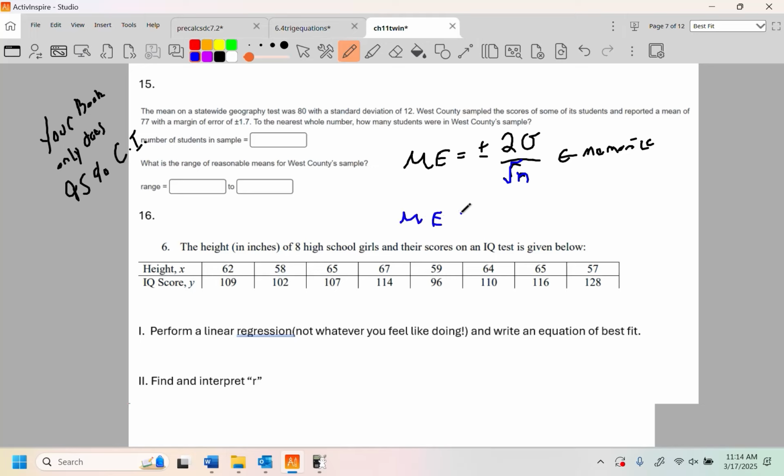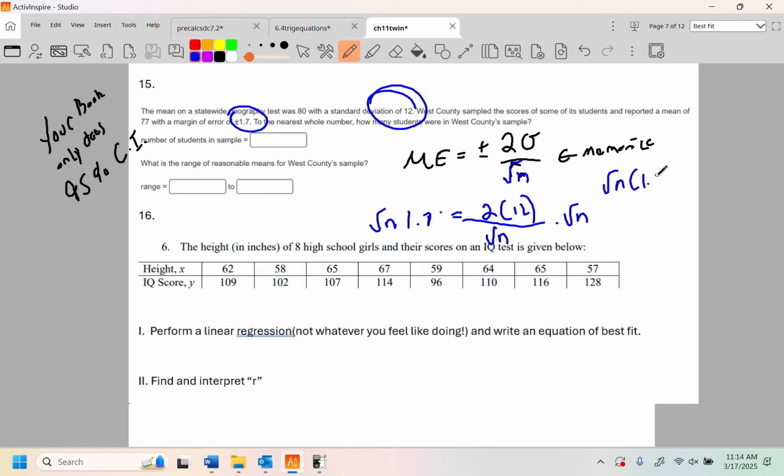Margin of error is 2 sigma over root n. It's right there. I had a different number in my head. That's where I saw it. That's the margin of error, and it's 1.7. Okay, this is going to look a lot better. Still going to root n both sides. Root n times 1.7 equals 2 times 12, which is 24. Divide out the 1.7. Now we're cooking.